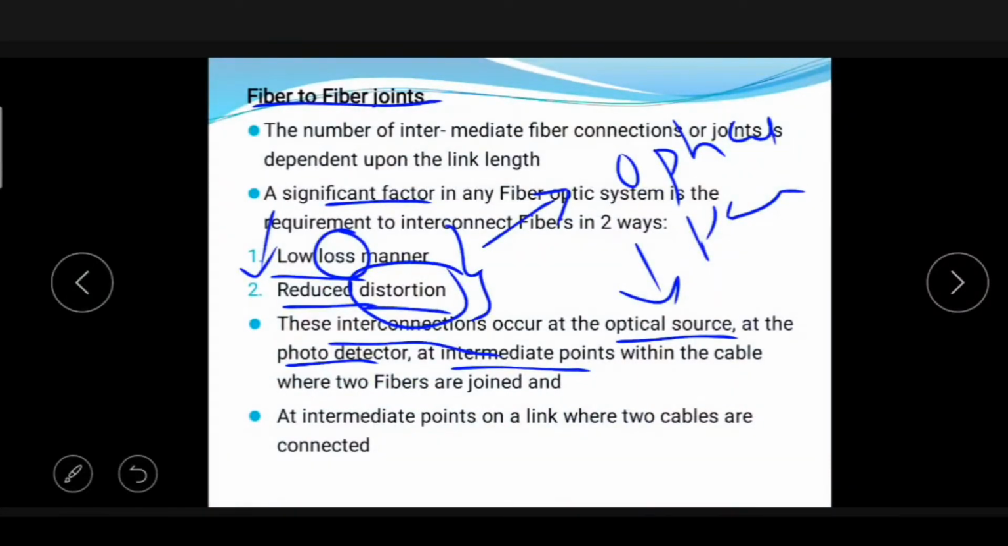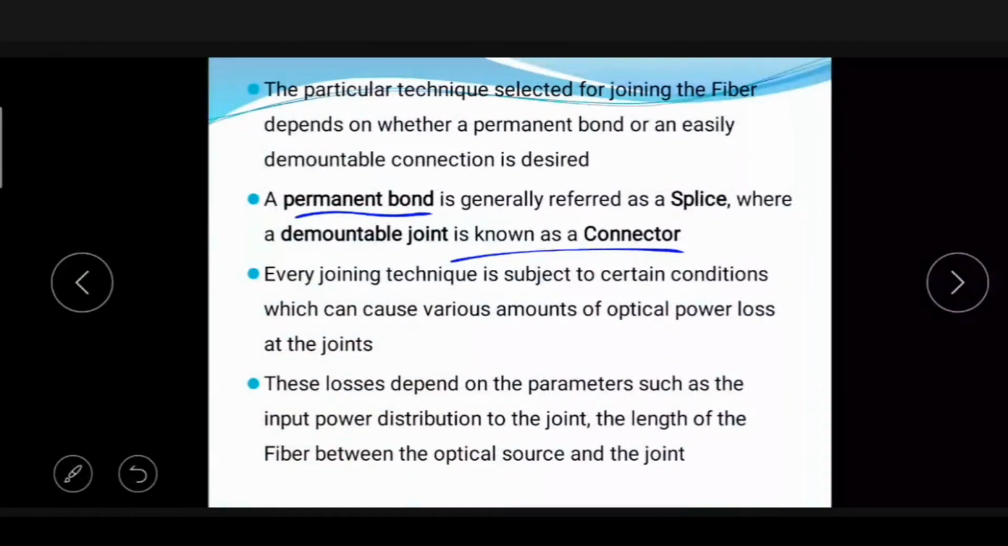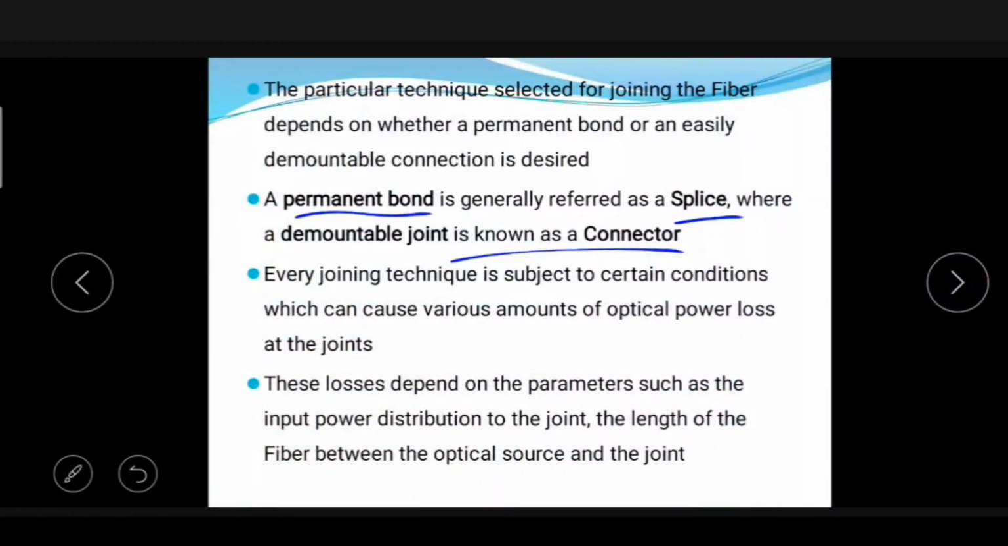Say for example, the optical source is connected to an optical fiber. That is one joining process. And the optical fiber is connected to a photodetector or an optical detector. That is another joining process. Or intermediate joints, like one optical fiber connected to another optical fiber. So all are joints. The same thing I told earlier: a permanent joint is made using a splicer, and a demountable joint uses a connector.